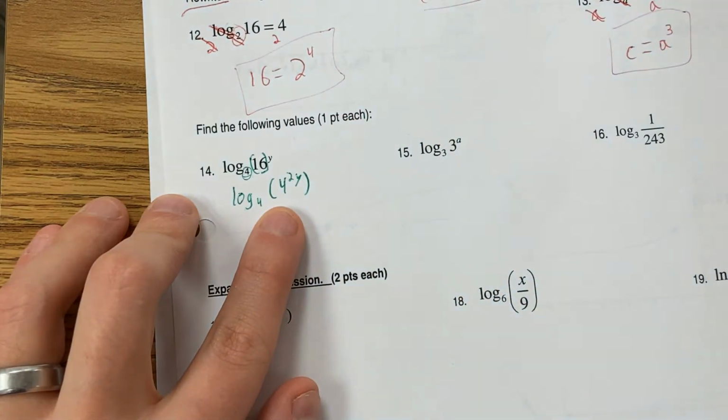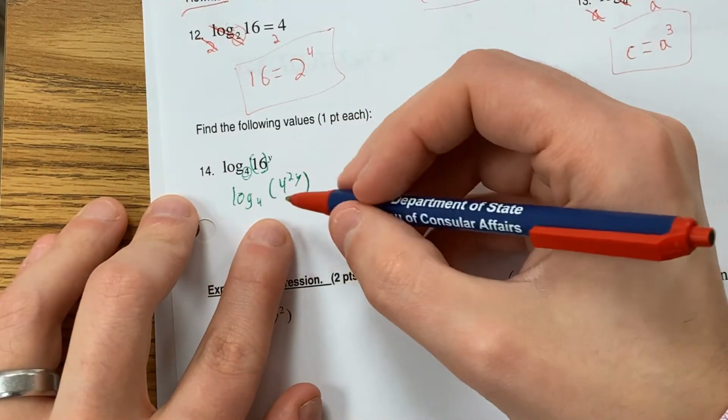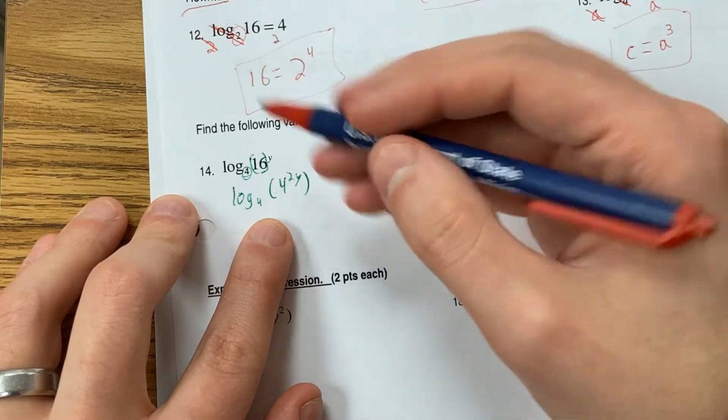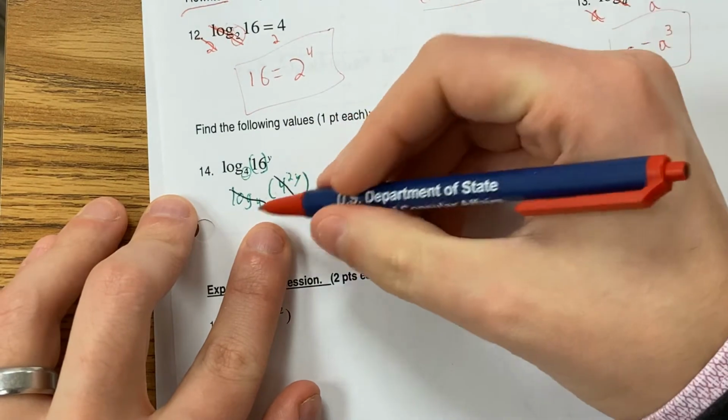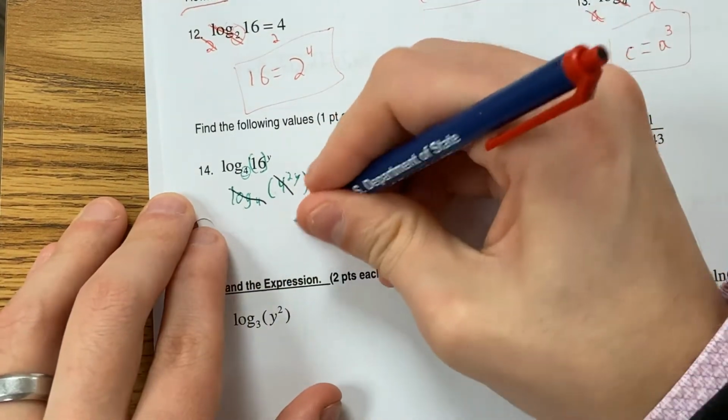And what happens is that now the bases match. And from up here, what do you get to do when the bases match? Those cancel out, and the only thing you have left is 2y.